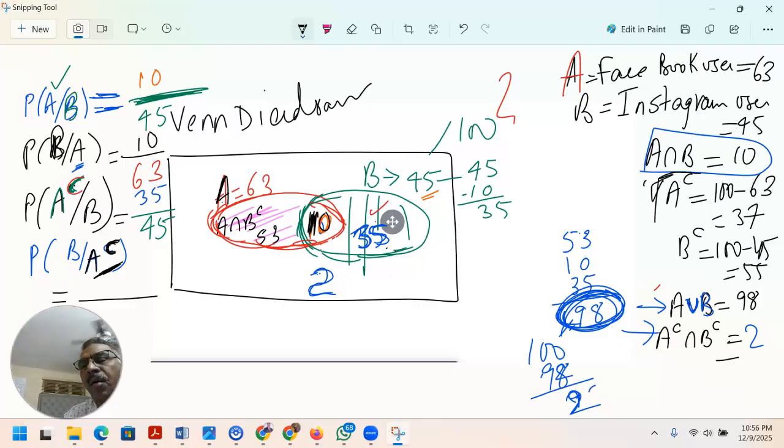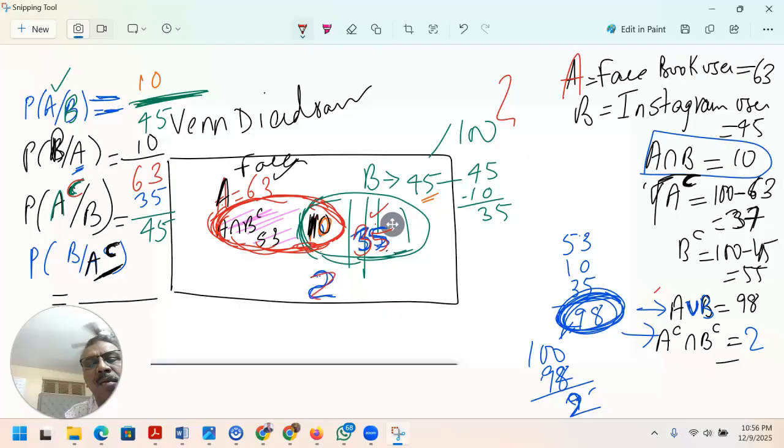So this complement basically means students from 100, you take away 63 because there are 63 Facebook users. So that means 37 is non-Facebook. Whatever is outside the red color is non-Facebook users. Outside, you have a 35 here and a 2, so together this becomes out of 37, because 35 plus 2.